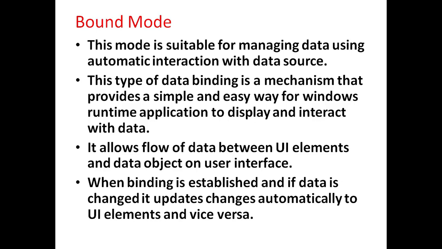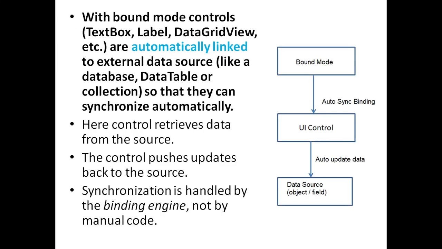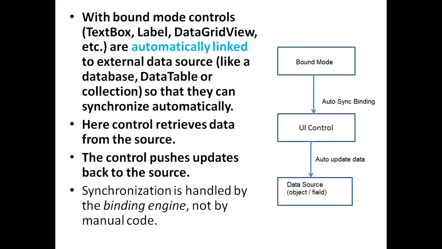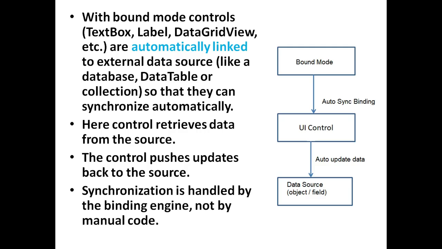And when binding is established, and if the data is changed, it updates changes automatically to UI elements and vice versa. With bound mode, controls like text box, labels, data grid view are automatically linked to external data source like a database, data table or a collection so that they can synchronize automatically. Here control retrieves data from the source and then the control pushes updates back to the source. Synchronization is handled by the binding engine, not by the manual code.